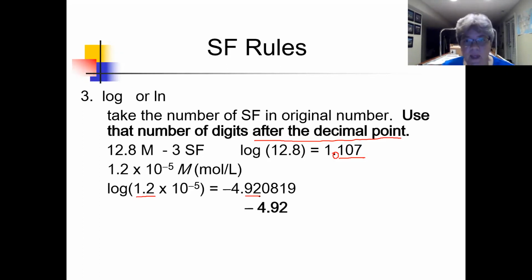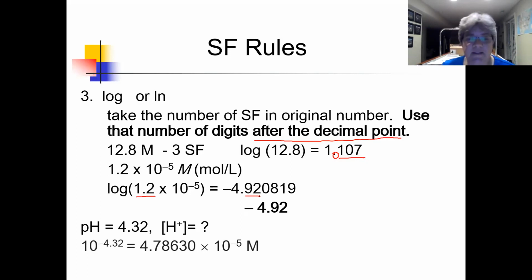Okay, now what about if I have to undo the log, do an inverse log? That might be an example. I have a pH of 4.32 and I want to know hydrogen ion. So that means I need to do 10 to the minus 4.32. So I put that in my calculator. And by the way, you need to make sure you can do this math on your calculators. Take logs and inverse log. You have to do that in this class.